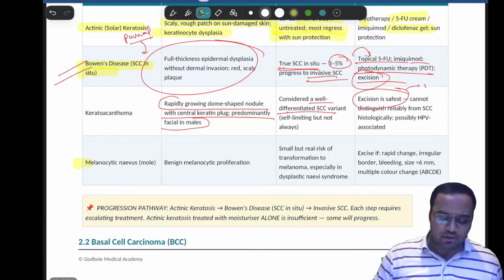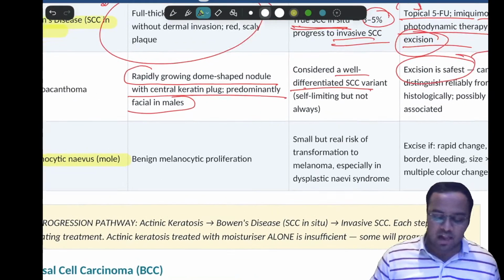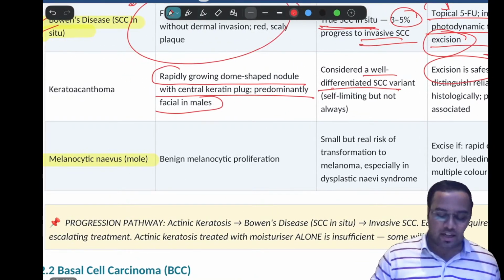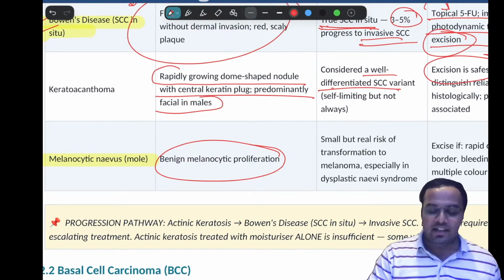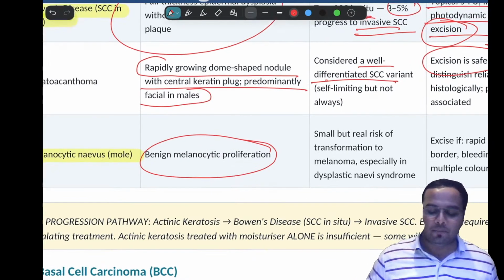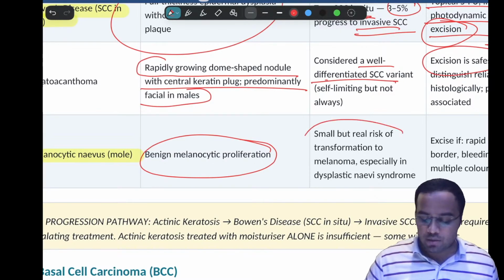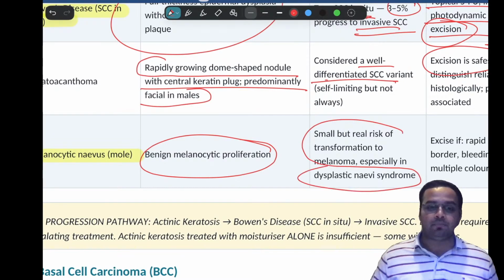And what is melanocytic nevus? We know that it is nothing but a mole. It is a benign melanocytic proliferation, which in Marathi we call til, and in Hindi also we call til. It is nothing but a mole which can be present anywhere on your body, but there is a small risk of transformation into a melanoma, especially in the dysplastic nevus syndrome.